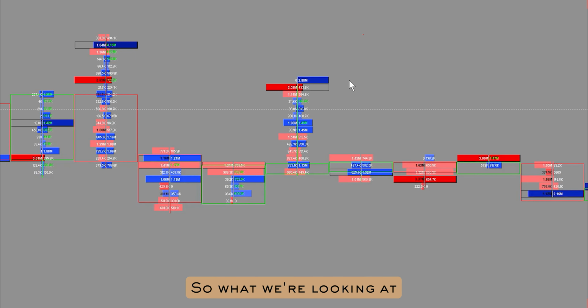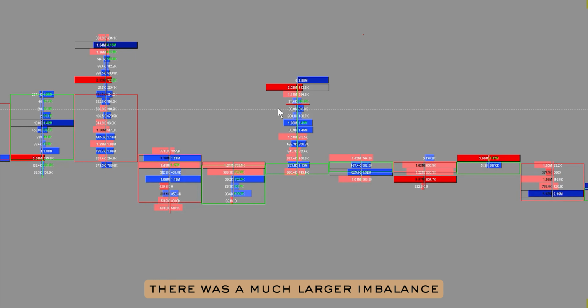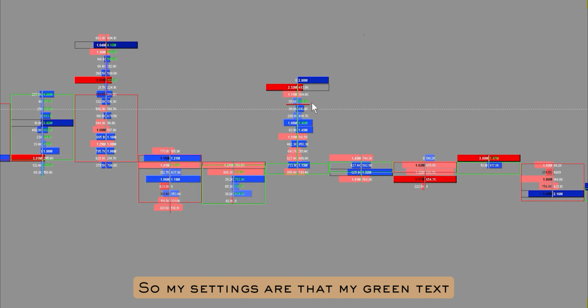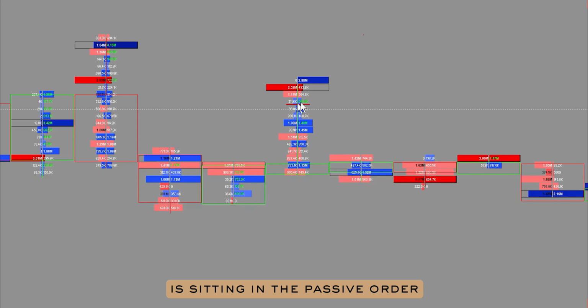But what this doesn't show us is the imbalance in activity that took place while price was split. When we're looking at an imbalance, if we split this right here, because we're looking at a green colored text, what that says to me is that when price was split right between this level, meaning that this was the offer and that this was the nearest ask, there was a much larger imbalance in activity that hit the offer compared to the ask. So as price moved up, buyers got way more aggressive right here than sellers were to sell. Okay, so then sellers were at this point hitting into the bid. My settings are that my green text means that there's three times the buying activity relative to the current bid that at that moment is sitting in the passive order.